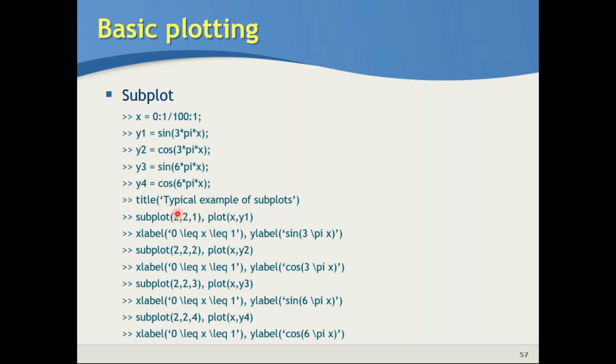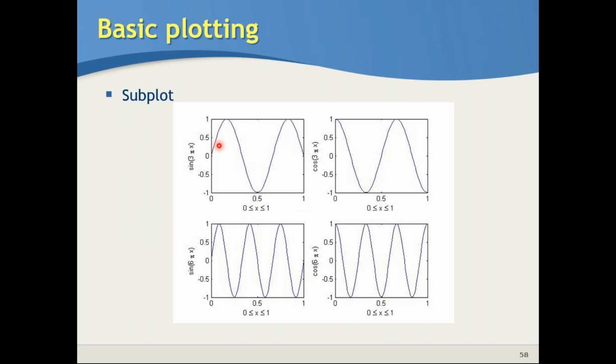In this subplot you can see 2 comma 2 comma 1. So 2 comma 2 represents how many figures you want to see in one figure window. So a 2 cross 2, four figures, can be seen with the help of this subplot, and the last number represents the position. So the first row, first column, this figure will be shown, and first row, second column, this figure will be shown, and similarly the third and fourth will be located in that figure window. So as you can see, these are the particular plots.